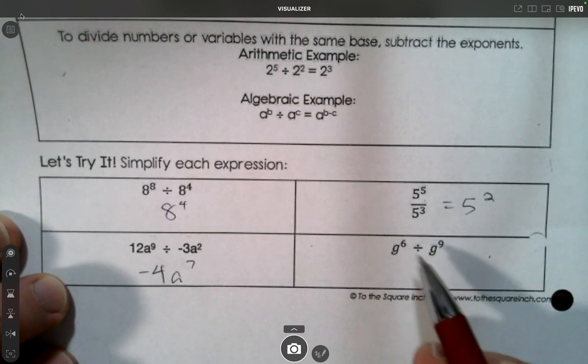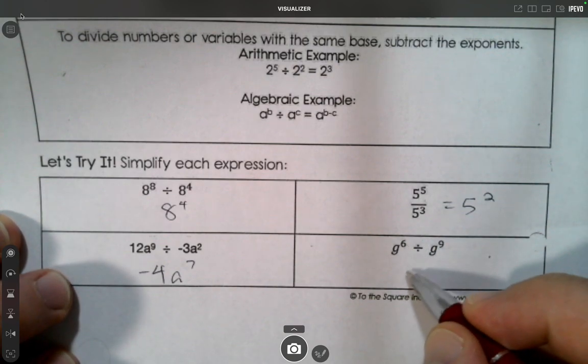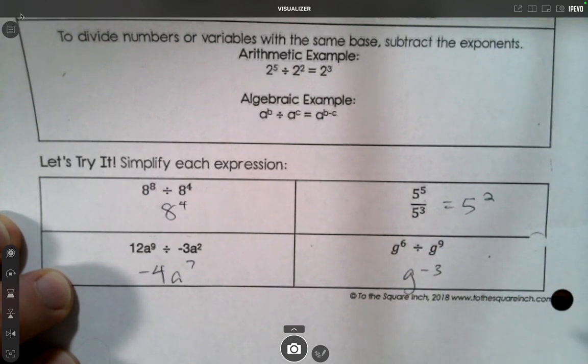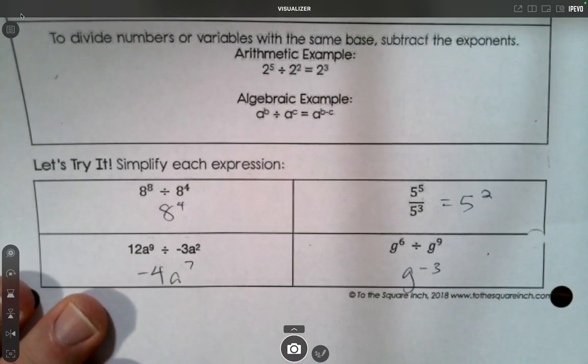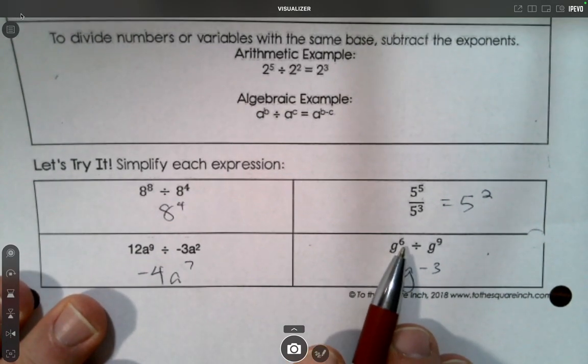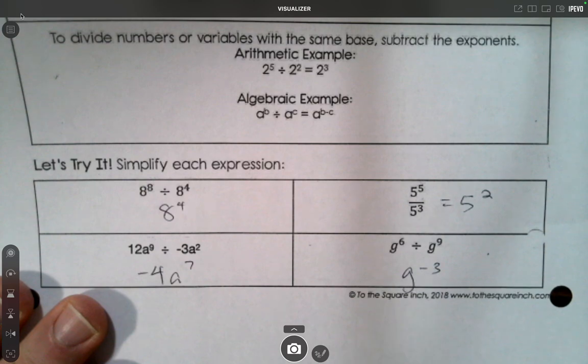Now g to the 6th divided by g to the 9th. That is the same as g to the negative 3. Now we'll talk about this in a future lesson very soon, but it is possible to have negative exponents. Now that may not make sense at the moment, I understand, but we will explain them in a future lesson that's coming very soon. So it is possible when you subtract to get a negative number as the exponent.